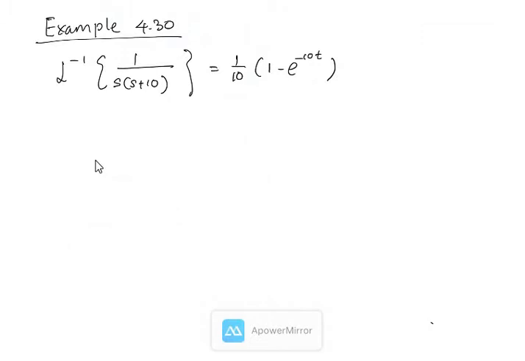In order to solve this denominator, we can solve it in the form of partial fraction. So therefore 1 over s times the s plus 10 is equal to a over s plus b over s plus 10. Okay, so this one is in the partial fraction form.